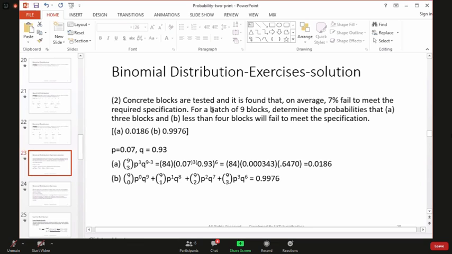It is asking for a batch of 9 blocks. Suppose you sell 9 blocks to somebody, determine the probability that 3 blocks, and less than 4 blocks, will fail to meet the specification. Now, the probability is 0.07. The failure percentage is asked. So our P is 0.07, Q is 0.93 every time. Now, what is the probability of 3 failing out of 9?